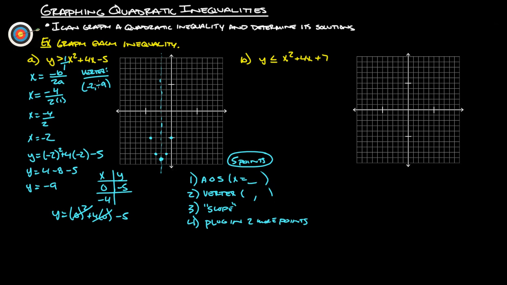Okay. Now, before we graph it, what we want to do is pay attention to the inequality. So here's our inequality. Since it doesn't have an underline, that means it's going to be a dotted line.